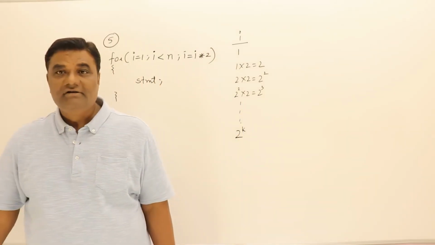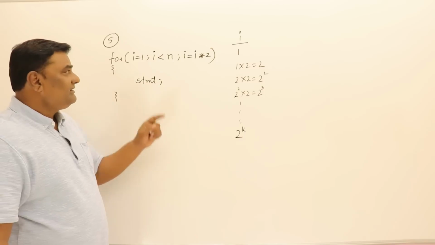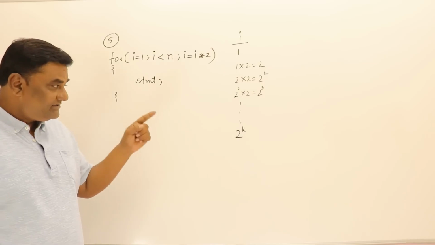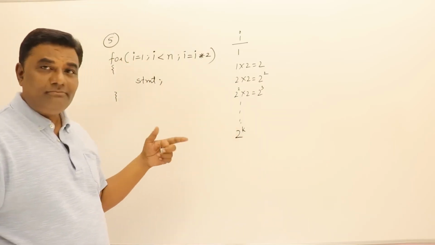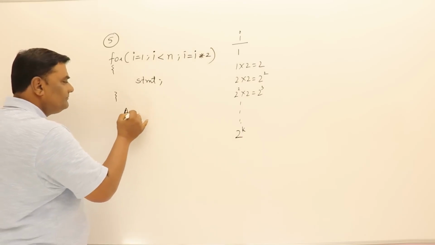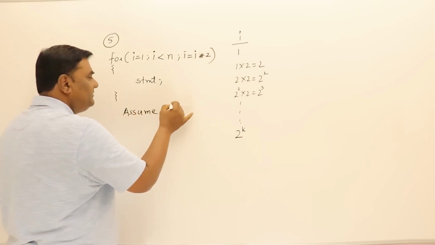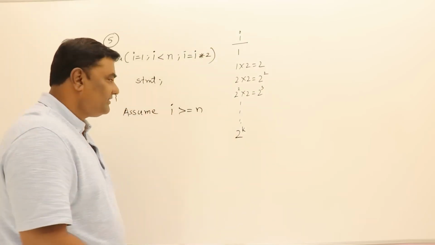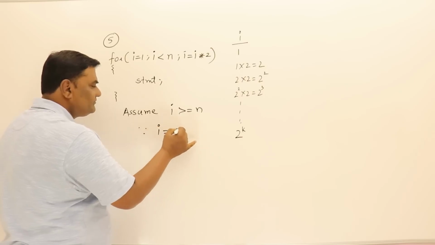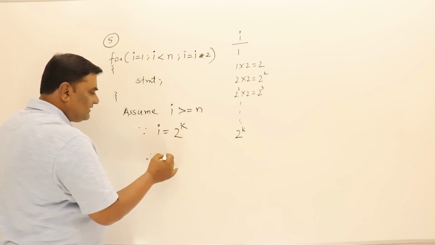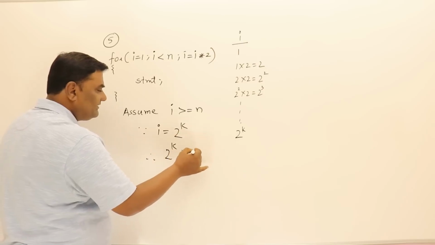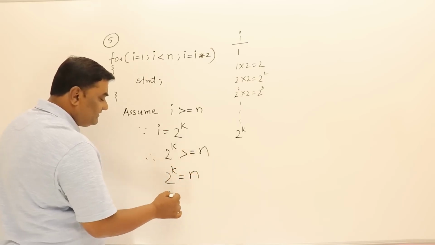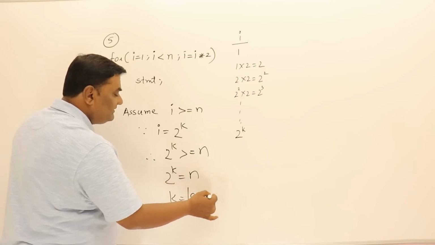Now, we know that this will terminate when I becomes greater than or equal to n. So we assume that when it has repeated for some k number of times, I became greater than or equal to n. And what is our I value? 2 power k. Since I is equal to 2 power k, therefore 2 power k has become greater than or equal to n. Now if I take 2 power k equal to n, then k is how much? Log n base 2.